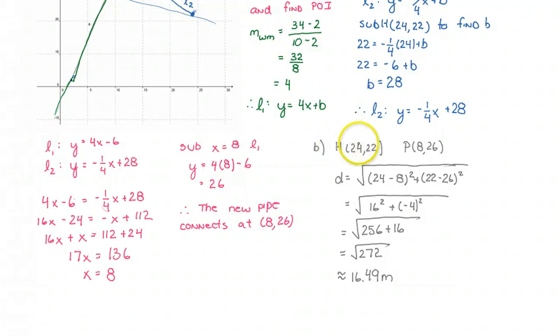And then part B is what length of pipe do we need, and we simply use the distance formula. So we say x2 minus x1 squared plus y2 minus y1 squared. So 24 minus 8 squared plus 22 minus 26 squared, and we work that out, and we get about 16.49 meters.